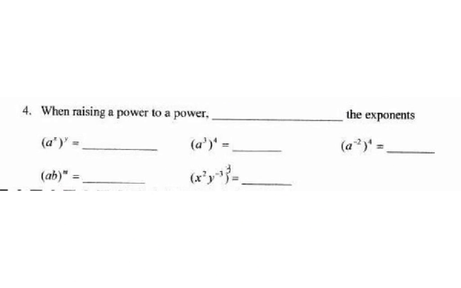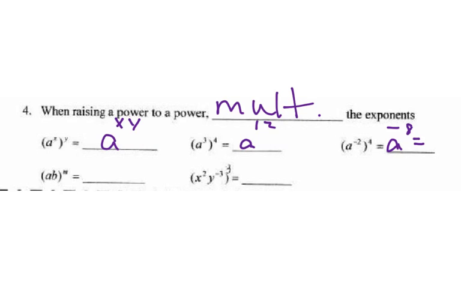When raising a power to a power, you're going to multiply the exponents. So a to the x raised to the y becomes a to the xy. A to the third raised to the fourth becomes a to the 12th. A to the negative 2 raised to the fourth becomes a to the negative 8. But I told you we don't like negative exponents, so we've got to move it, and it becomes 1 over a to the 8th.